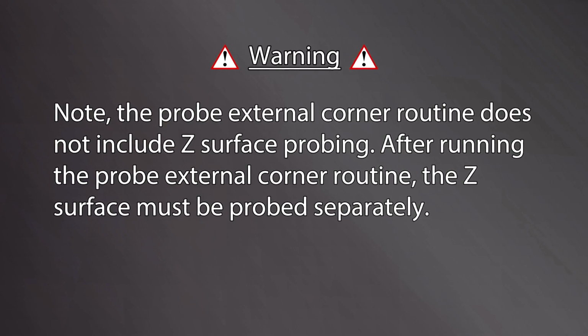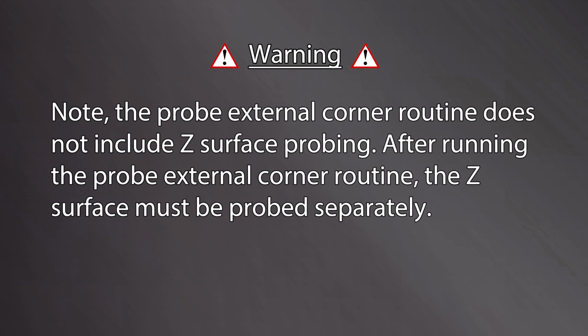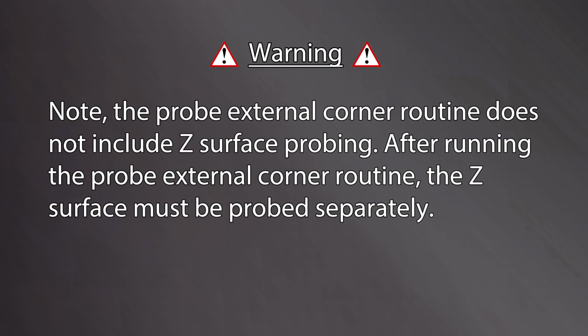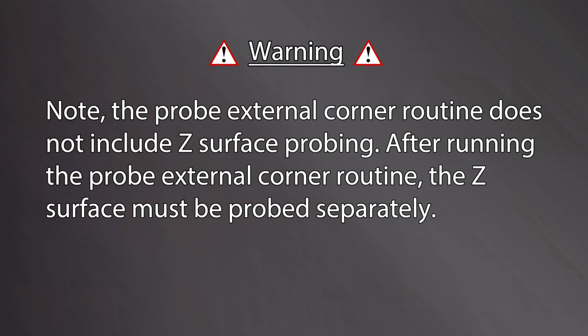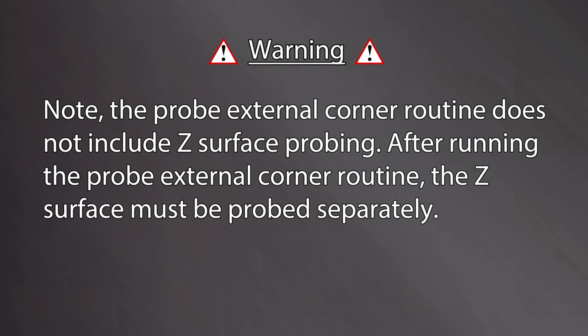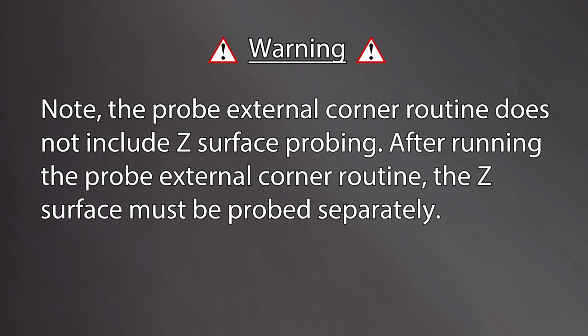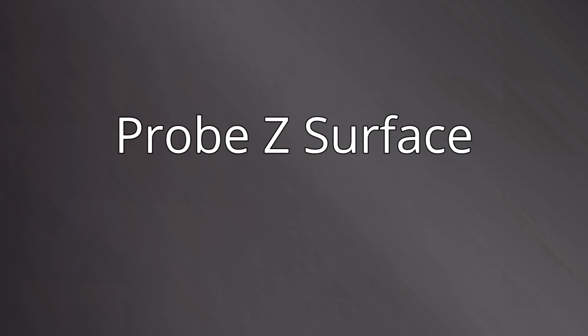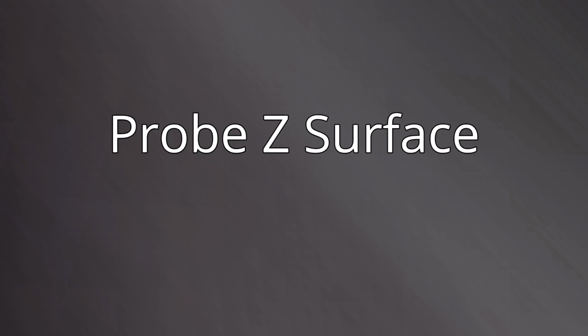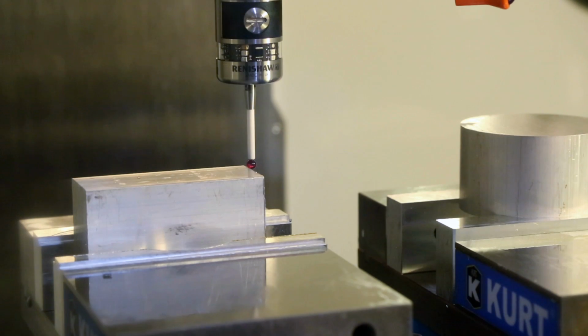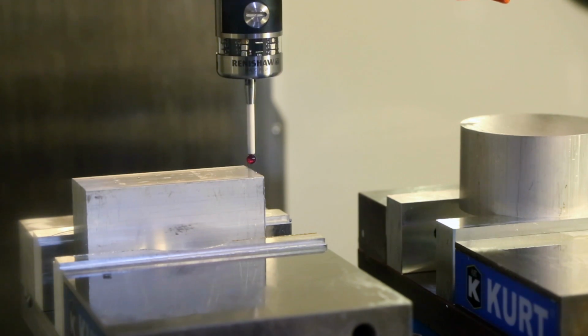Note, the probe external corner routine does not include Z-surface probing. After running the probe external corner routine, the Z-surface must be probed separately. Let's take a look at that process. First, we'll jog the machine into position about 4/10 of an inch above the surface.